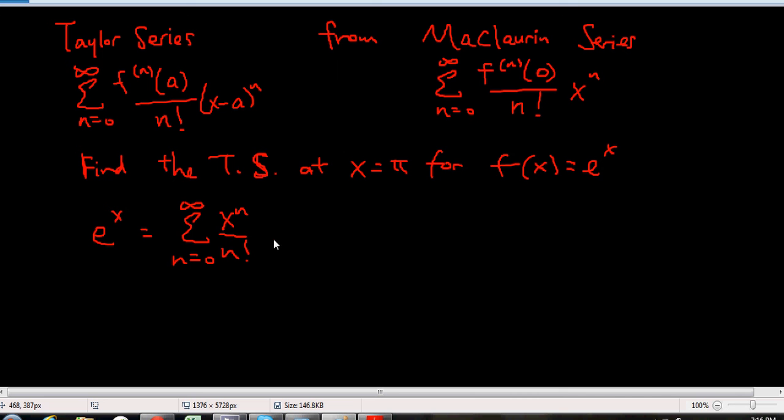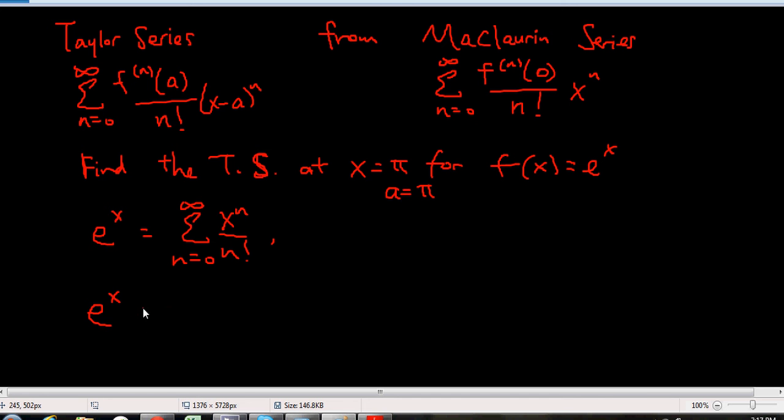But this is not exactly what we're looking for. We're actually looking for the Taylor series. So we want something that's not like x to the n, but something like x minus pi. So in this case, a is equal to pi. All right, so we start off with e to the x, because eventually we want the series to be equal to e to the x, but the polynomials we want just have to be x minus pi, because a here is pi.